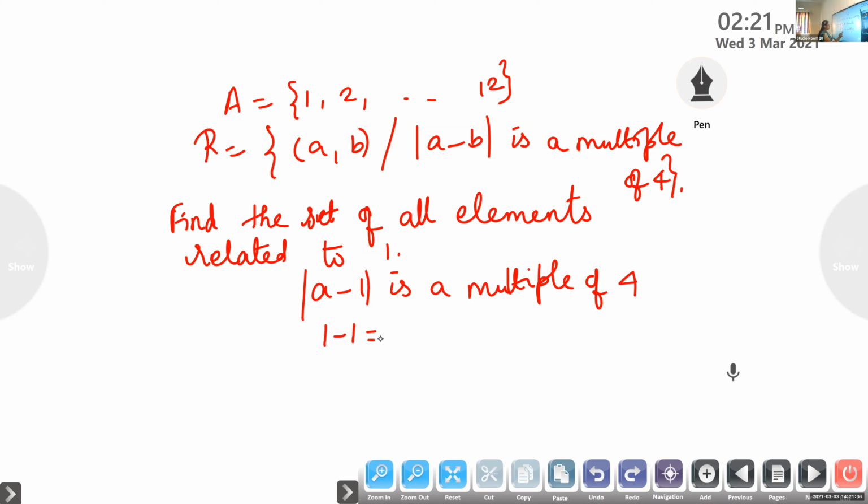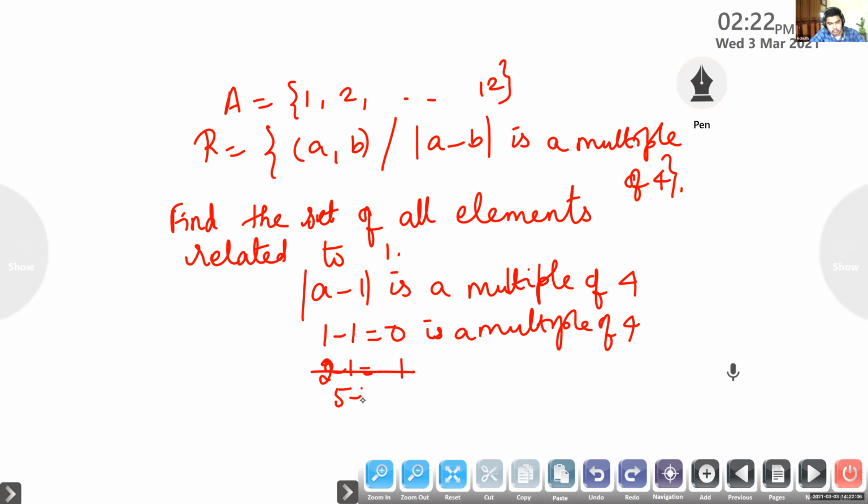If you take A as 1, what do you get? What is 1 minus 1? Is it 0? Yes, ma'am. 0 is a multiple of 4, isn't it? If I take 2, is it possible? What is 2 minus 1? 1. Is 1 a multiple of 4? No. What is the next possibility? Is it possible for 3? No. What about 4? No. 5? Yes. So 5 minus 1 is 4, which is a multiple of 4.